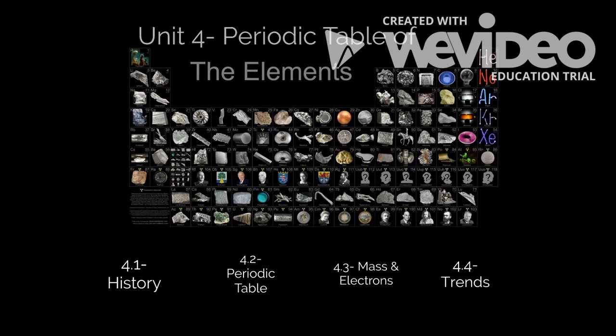Right. And in this last section, we're going to go over some of the trends of the periodic table. As I told you before, there's a lot of information in this periodic table, and it's set up in a very particular way. So again, this is just another layer of information that we can get from the way that it is set up.